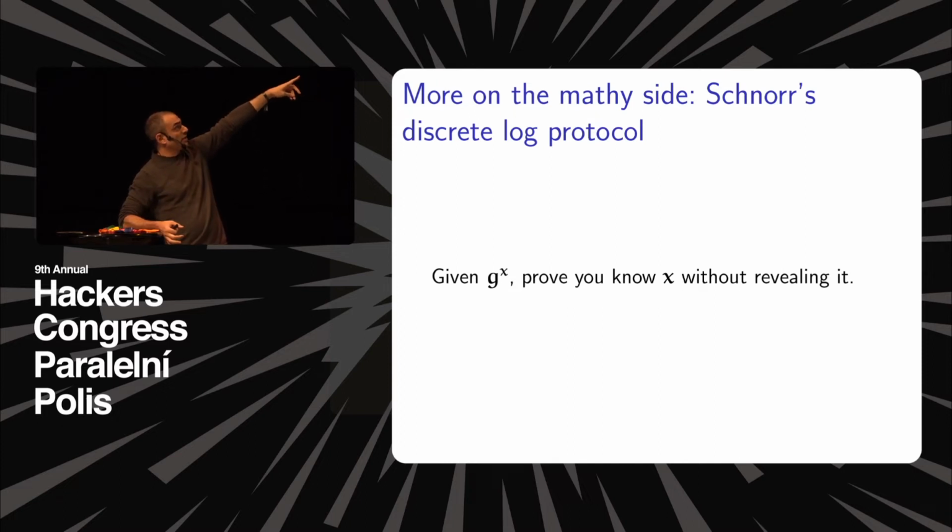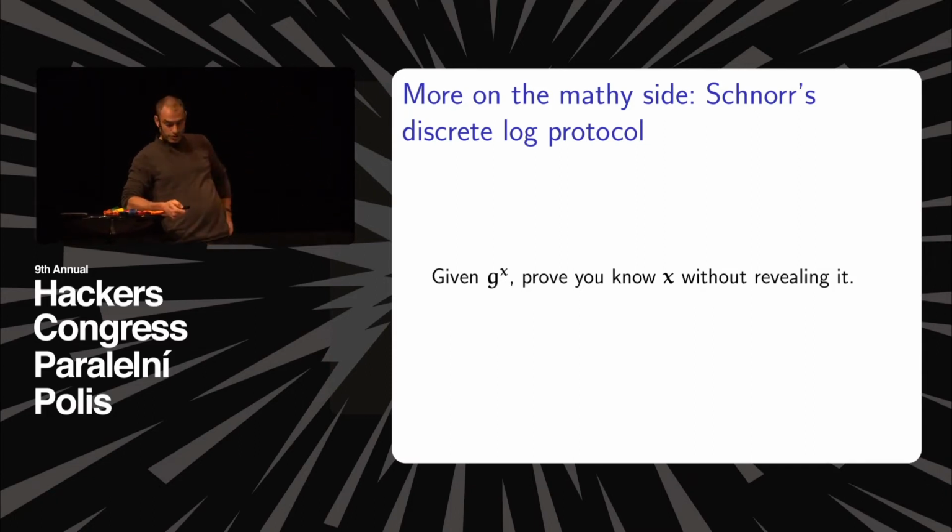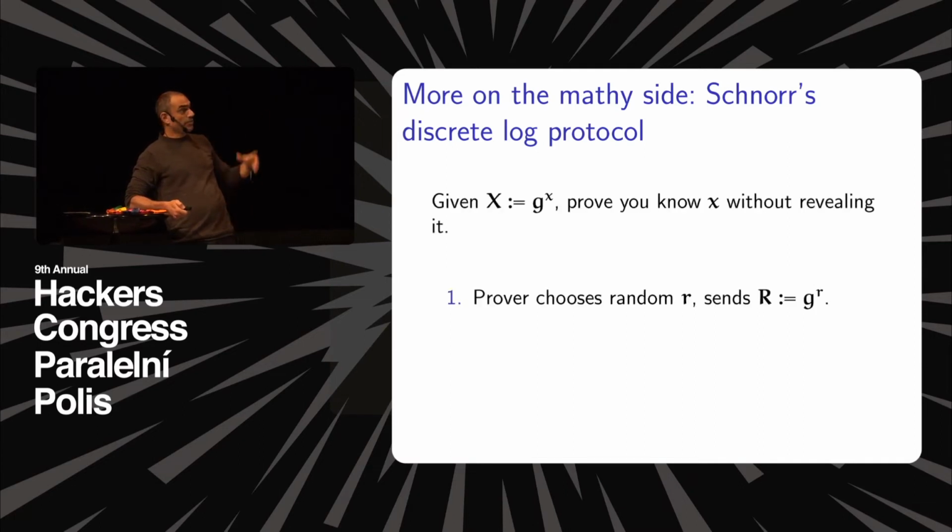So say we have publicly some value g to the x. This is what we usually think of as a public key. And you want to prove you know the corresponding secret key, x, without revealing x. So how do you do it? If you've seen a Schnorr signature, this will look very familiar. You can think of the signing process as a zero-knowledge proof that you know x. So the prover will choose some random r, define capital R to be g to the r, and send capital R.